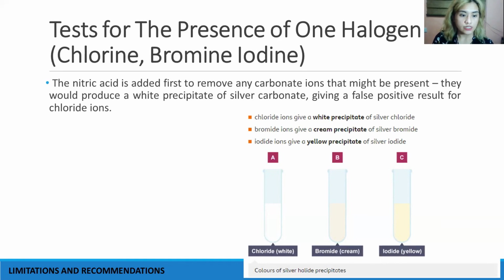Nitric acid is added first to remove any carbonate ions that might be present, because they would produce a white precipitate of silver carbonate, giving a false positive result for chloride ions. So further tests should be accomplished for more conclusive results, to make sure whether the element is truly absent or present within the unknown.